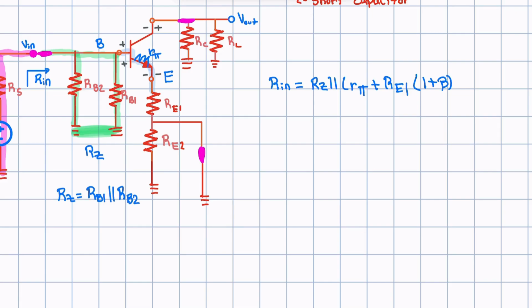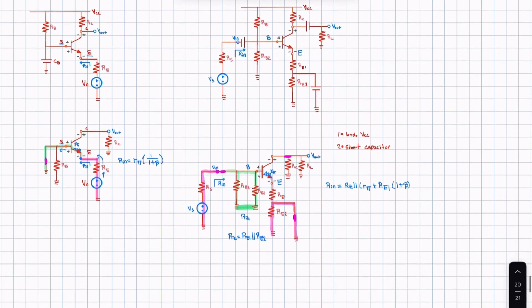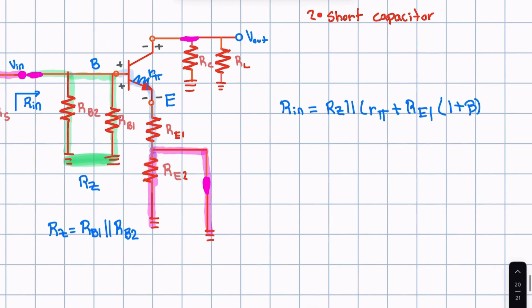So after that resistance, you might feel tempted to go through it and go to RE2. Let's pay close attention. RE2 is going to be completely shorted out by the short that was caused by our capacitor, which means we can completely ignore this part of the circuit. And that means we are done finding our input impedance.